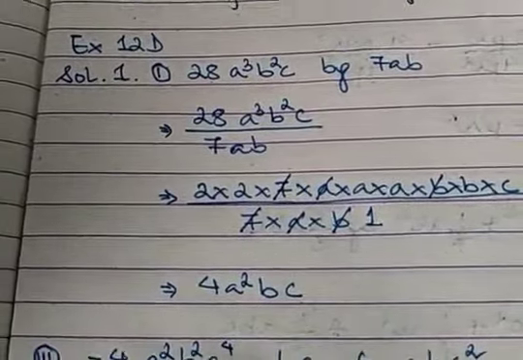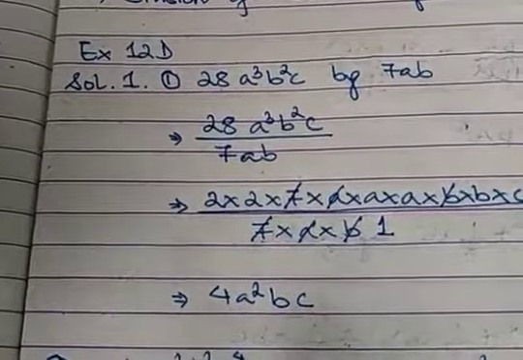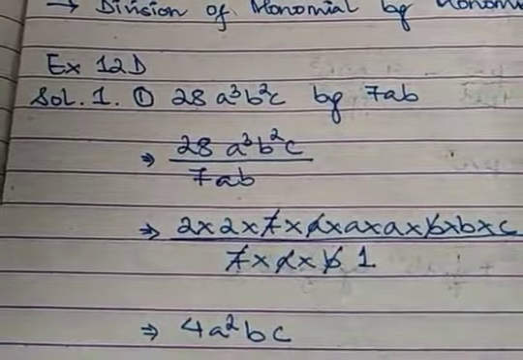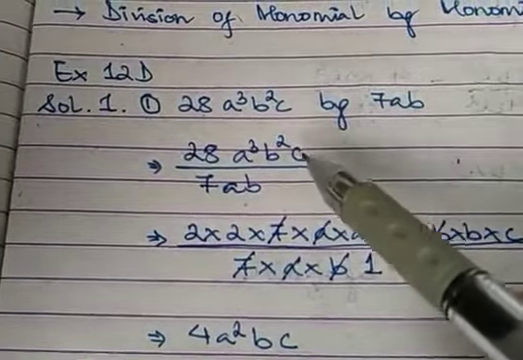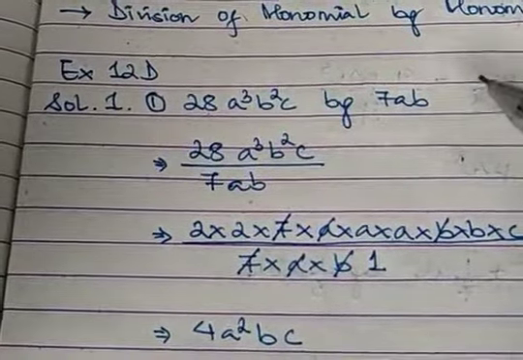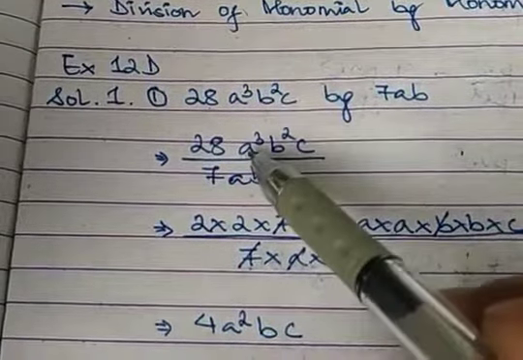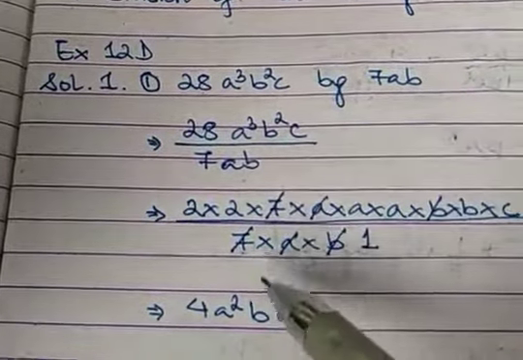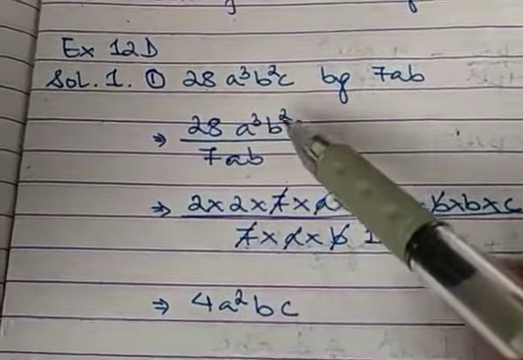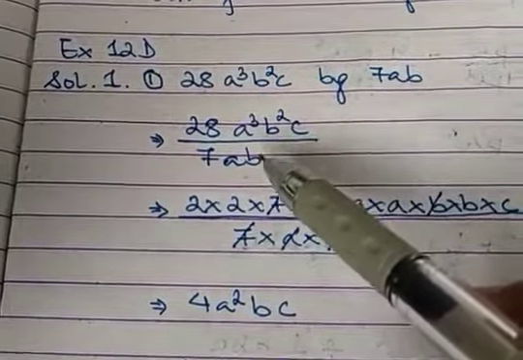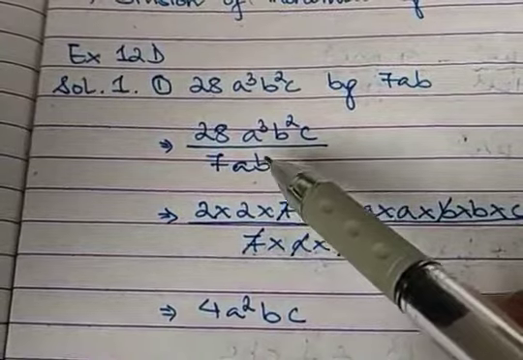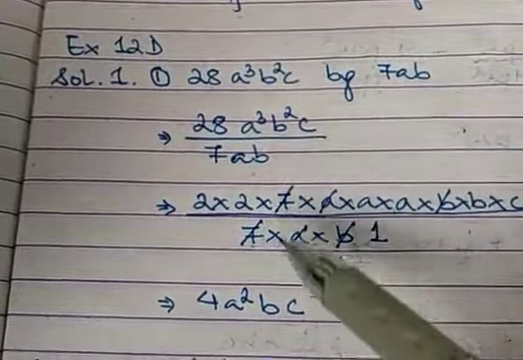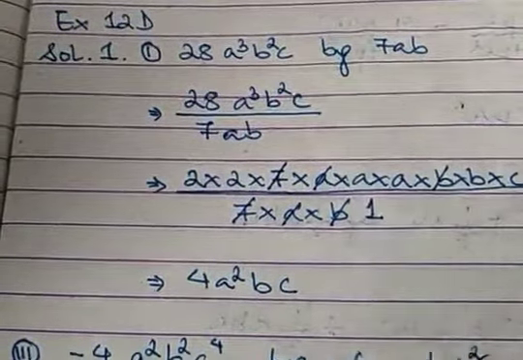Remember, in division, the powers of the same variable will be subtracted. We have done this in exponents also. Remember, a to the power m divided by a to the power n is a to the power m minus n. Similarly, a to the power 3 divided by a to the power 1: 3 minus 1 is 2, so a to the power 2. Then b to the power 2 by b to the power 1. For terms where the powers are not given, we know that the power is 1, so 2 minus 1 is 1, and it will remain as it is.